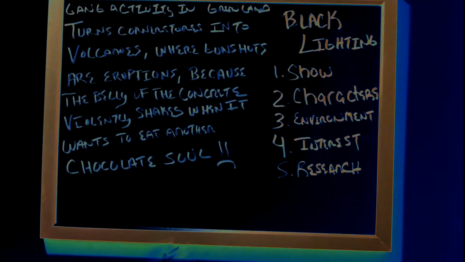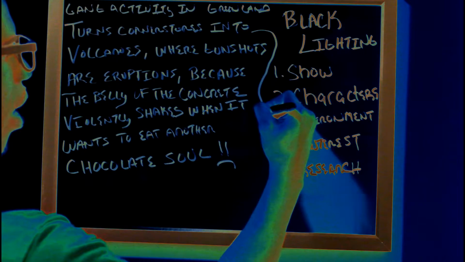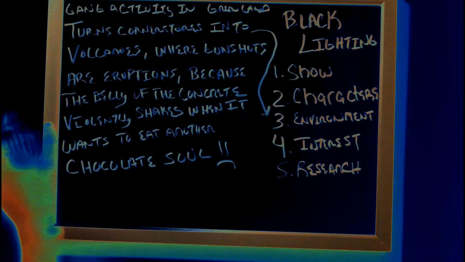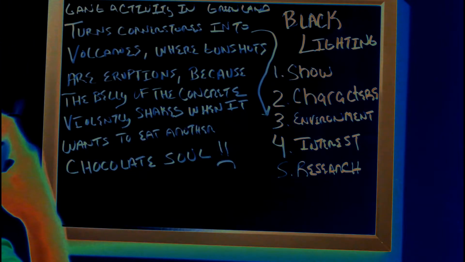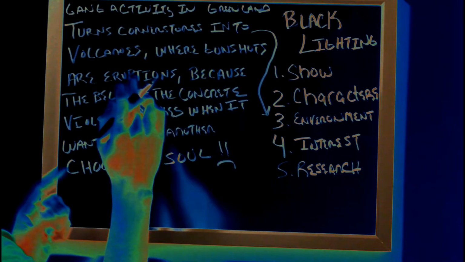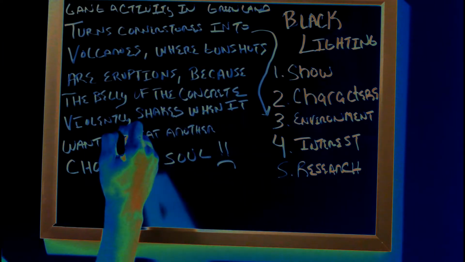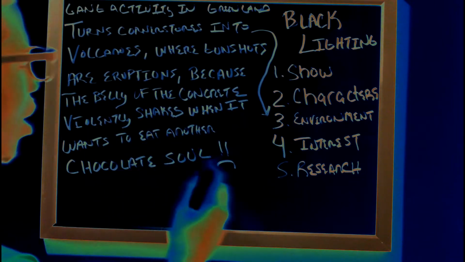But so again, guys, we're gonna do environment now. Let's do environment here, right? So I already told my mom about the character, just a little bit in my poem, and now I'm gonna talk about the environment. And so I say here, gang activity in Greenland turns cornerstones into volcanoes where gunshots are eruptions because the belly of the concrete violently shakes when it wants to eat another chocolate soul.